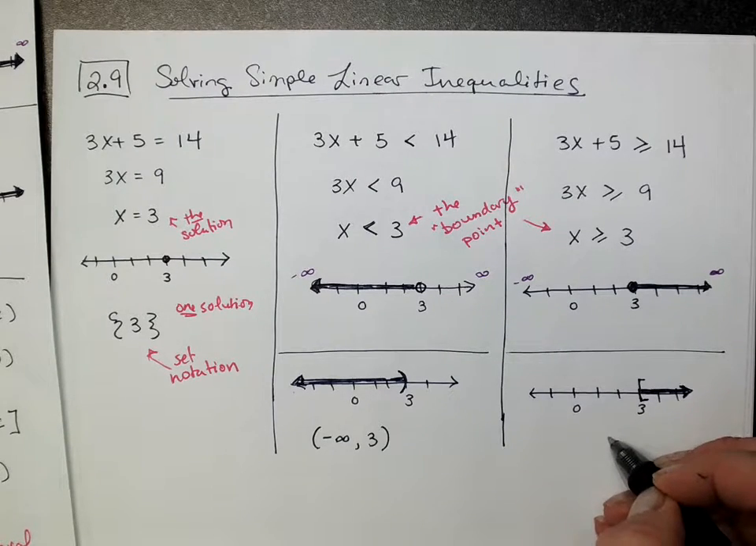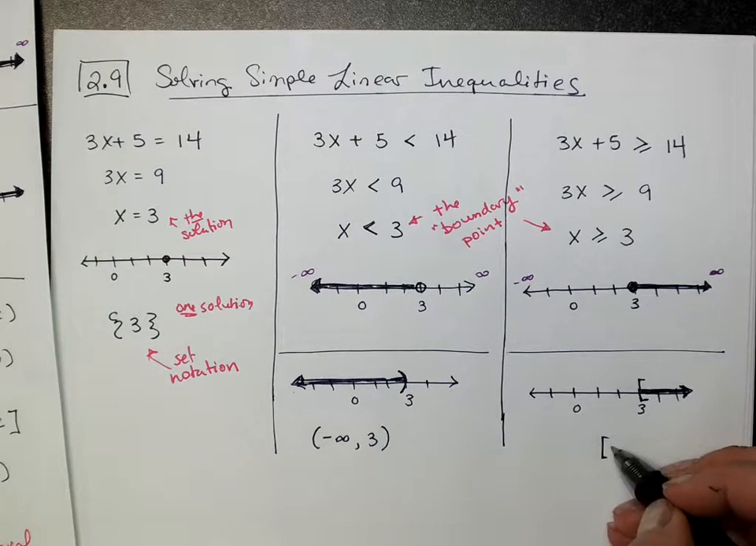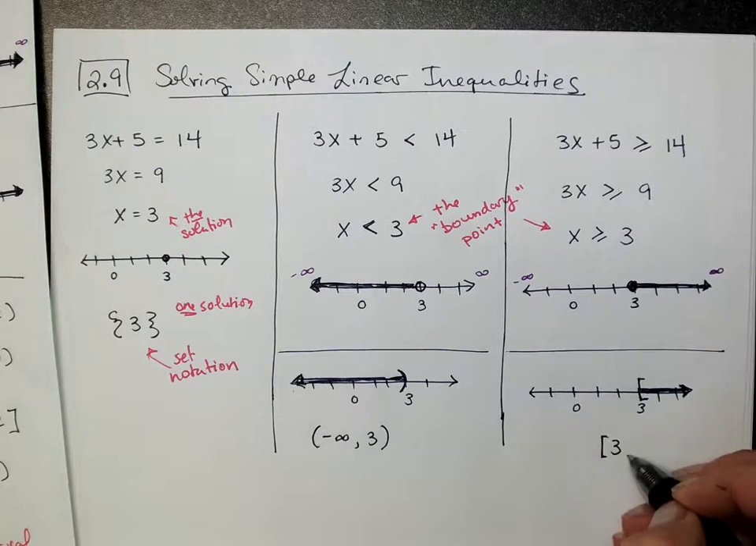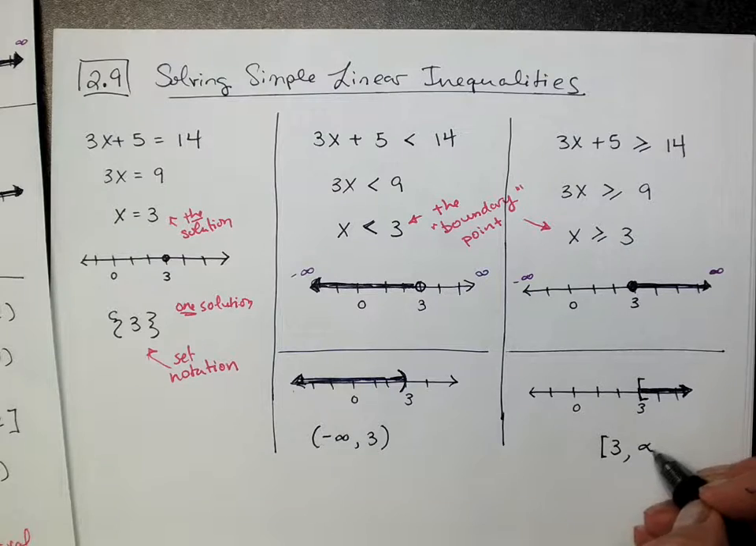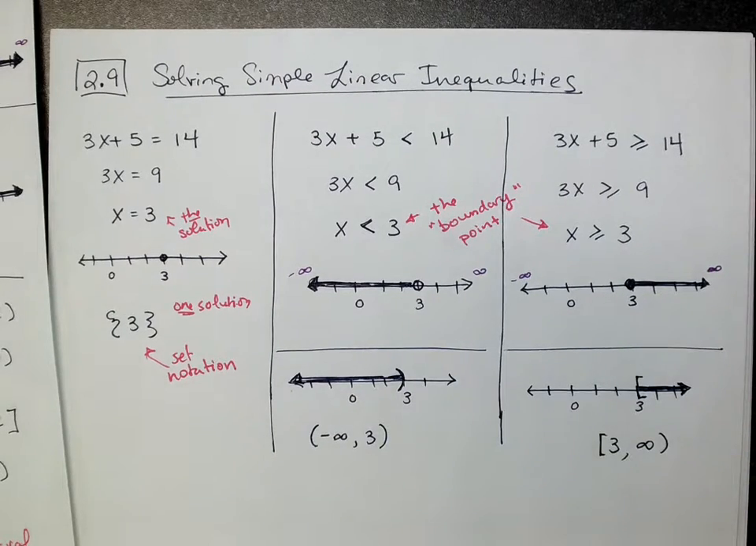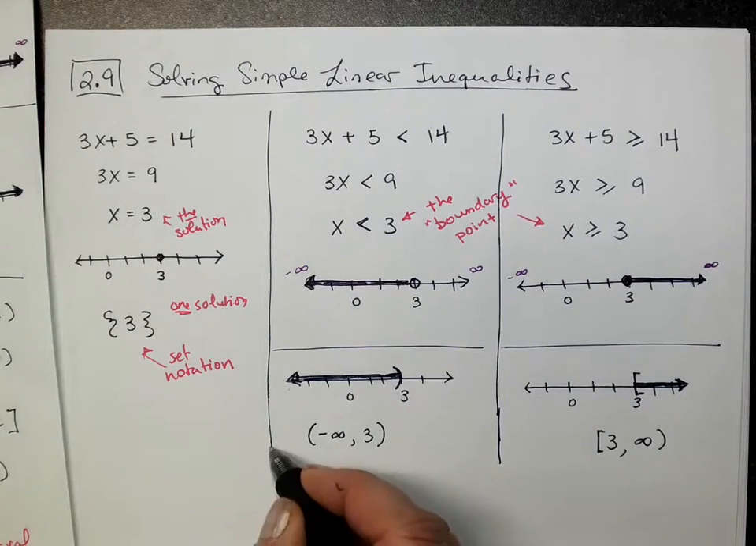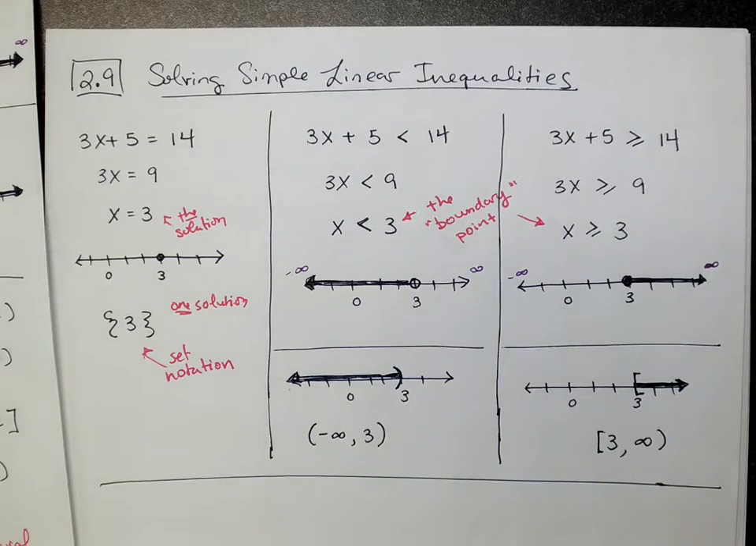Smallest possible value: 3. And 3 is included. 3 will make the solution good. And the biggest possible value. If infinity is part of your solution, it will always be the rightmost value. You never see regular positive infinity on the left. It's always either the smallest if it's negative or the biggest if it's positive. Good? Okay.